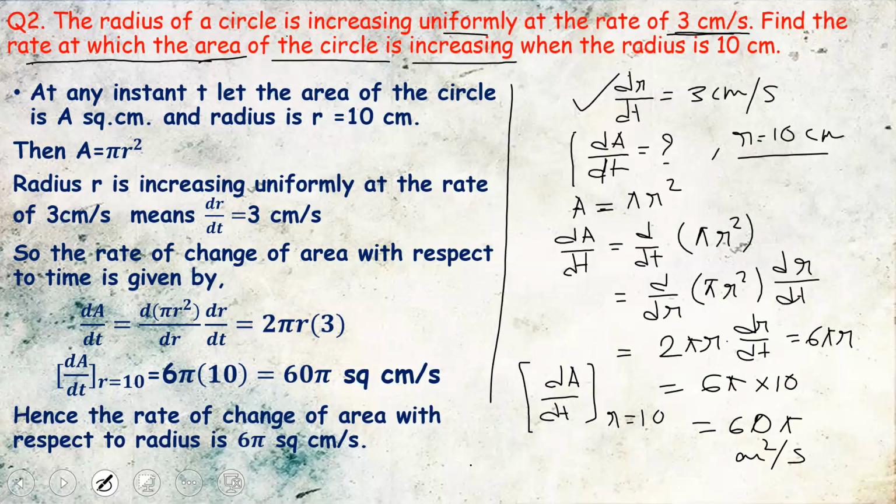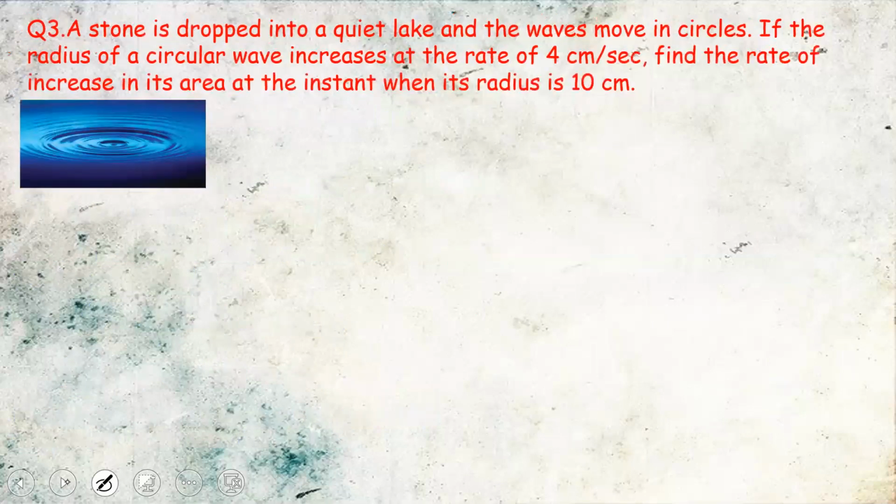Here is your solution. You can check. That is, the rate of change of area with respect to time at r equal to 10 centimeter is given by 60π centimeter square per second. So let's check another example.